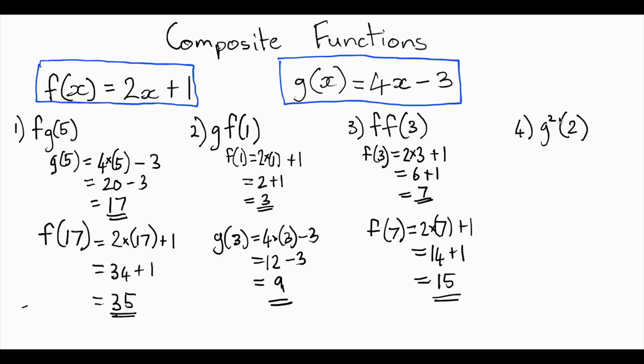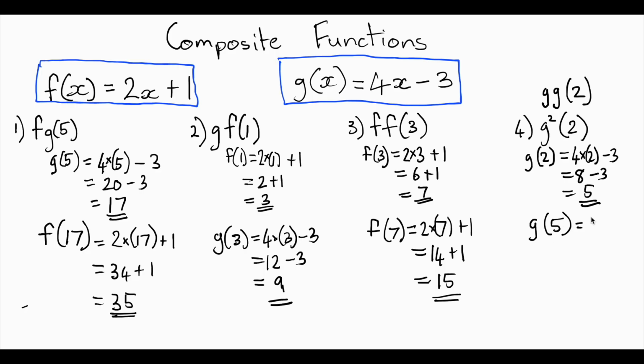And guys, don't let this square here fool you. All this is literally g of g of 2. Okay, g of g of 2. So of course, we're going to do g first, input 2. So 4 times 2 minus 3. So that's going to be 4 times 2 is 8, minus 3 is 5. And then now we put the 5 back into this. So we're going to have 4 times 5 minus 3. 4 times 5 is 20, minus 3 is equal to 17.